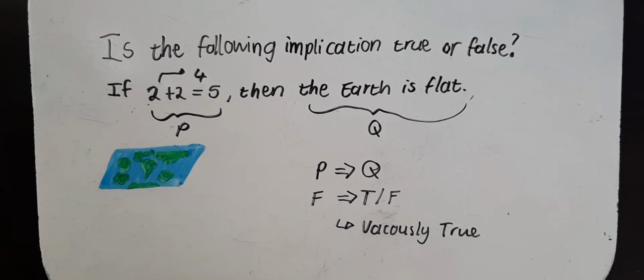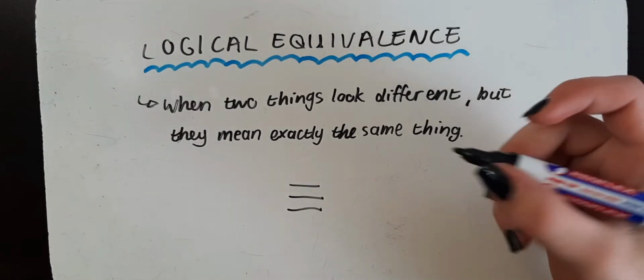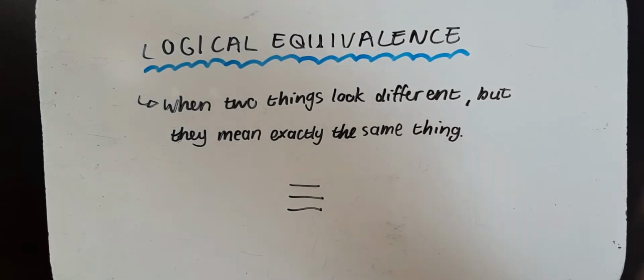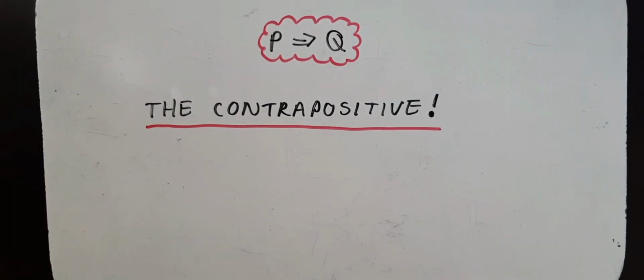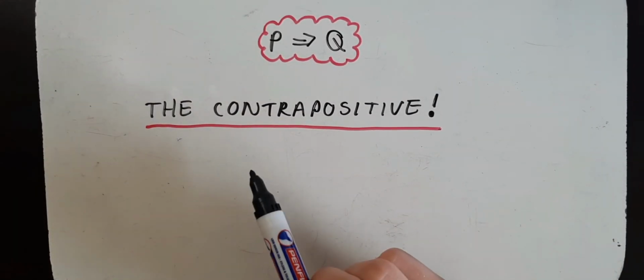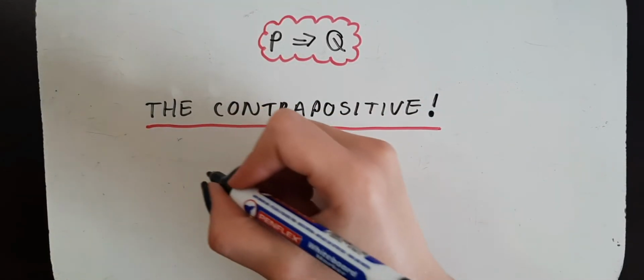It is possible that the Earth is flat, yes. Look at it. Yeah. The contrapositive of P implies Q. Never.